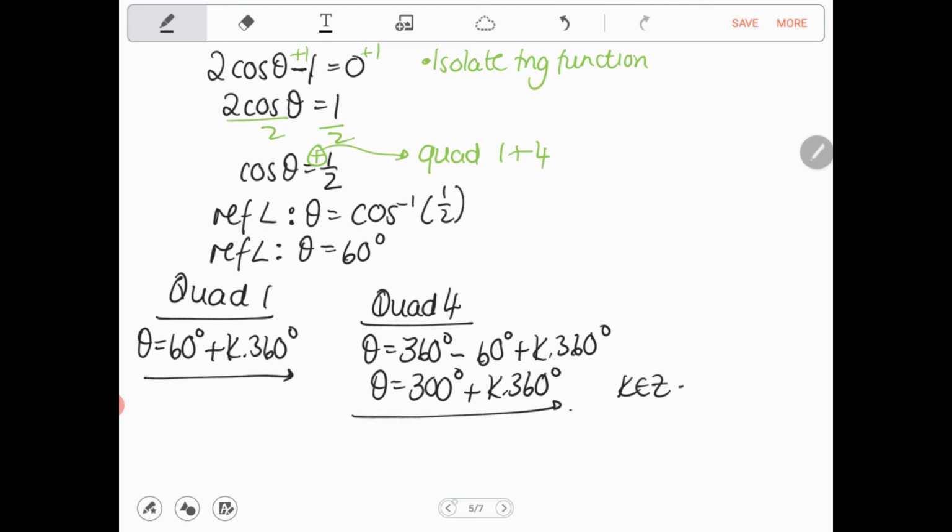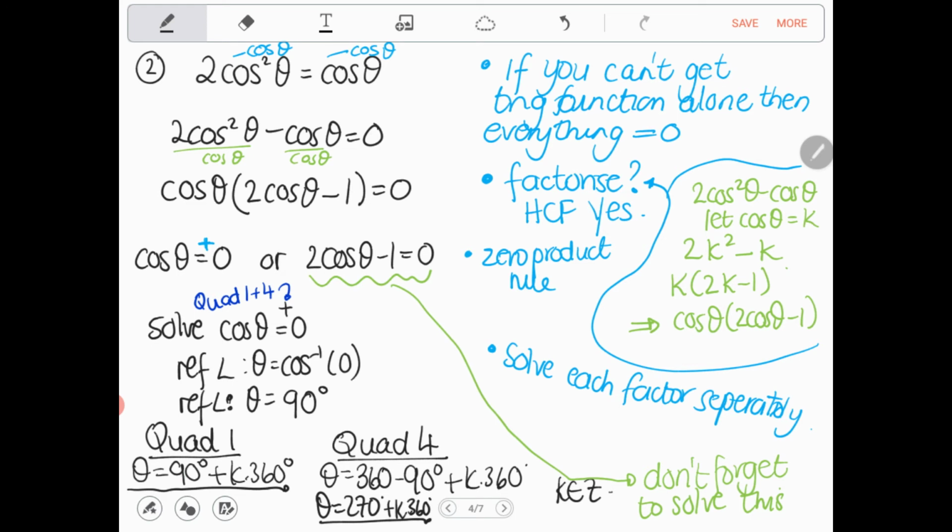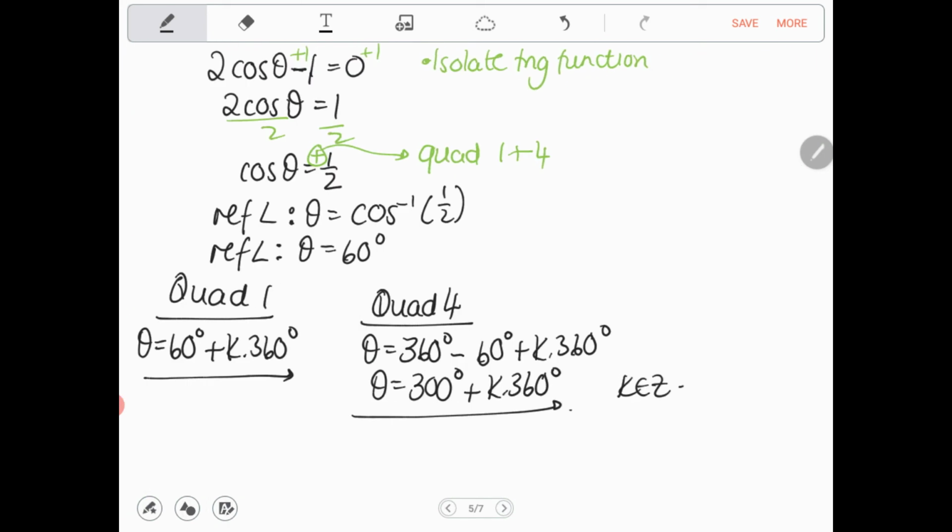So again, we've ended up with 4 solutions. 2 from cos theta is equal to 0, those 2 solutions. And then this one we solved here gave us another 2 solutions from 2 cos theta minus 1 is 0. So each factor gives you 2 solutions, which we have to remember.